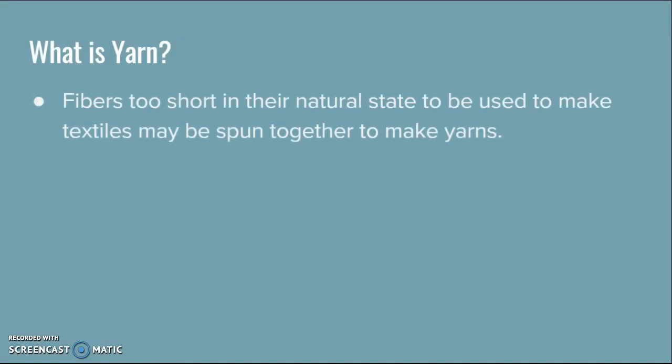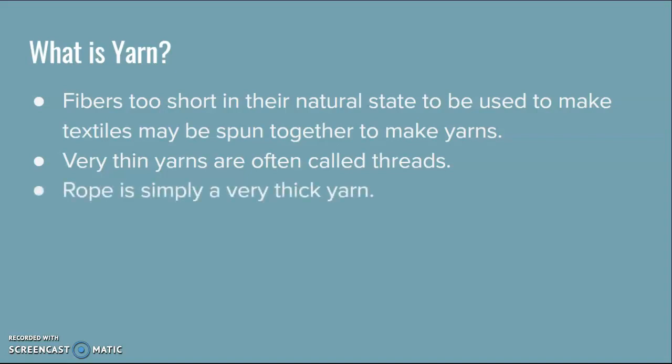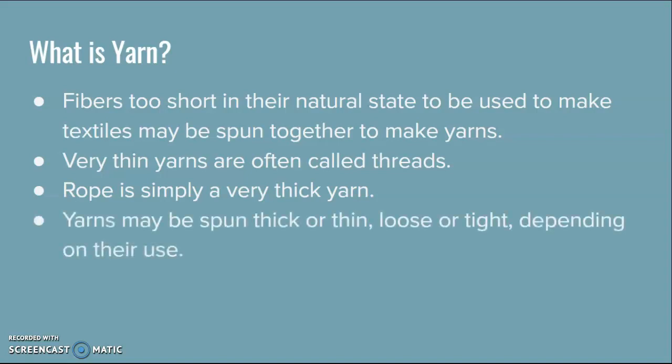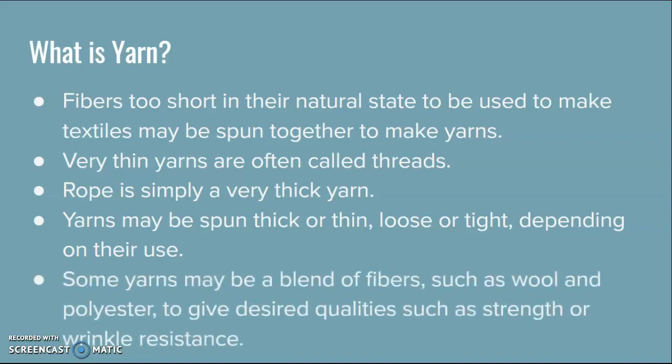So fibers that are too short in their natural state to be used to make textiles can be spun together to make yarns. Very thin yarns are often called threads. And rope is simply a very thick yarn. Yarns may be spun thick or thin, loose or tight, depending on their use. Some yarns may be a blend of fibers, such as wool and polyester, and this is done to give desired qualities, such as strength or wrinkle resistance.